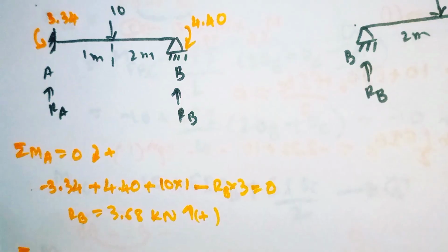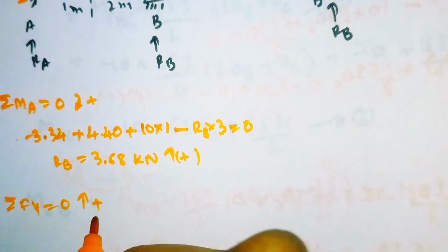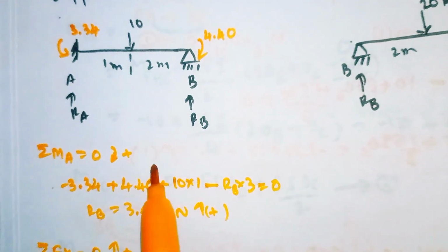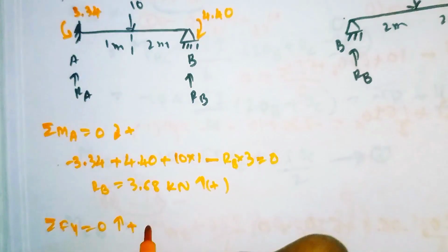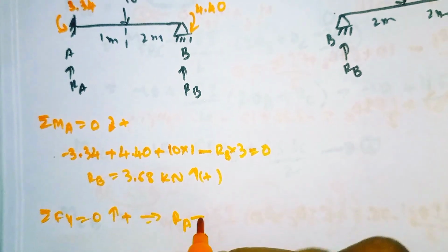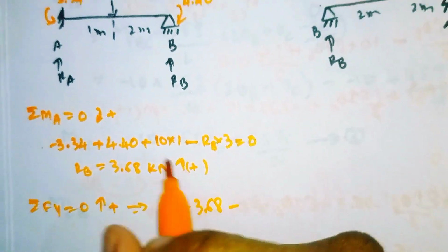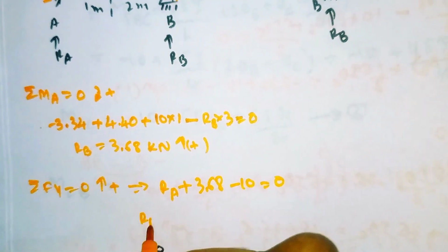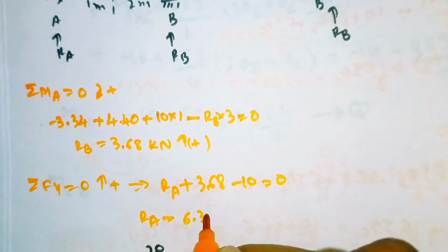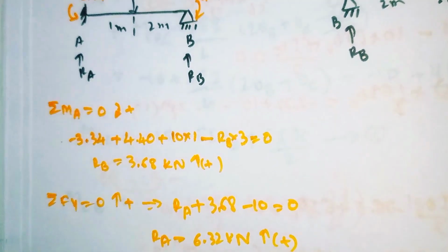So now we need to find the RA. For that, summation of all the vertical forces is equal to 0. Upward we take positive. Here RA and RB are upward, so positive, and the point load is moving downward, so negative. So RA plus RB, I will substitute the value directly, 3.68 minus point load 10 is equal to 0. By simplifying, our RA value will come out as 6.32 kilonewton. It is also positive, it means it is moving upward. So similarly we'll go for the span BC.